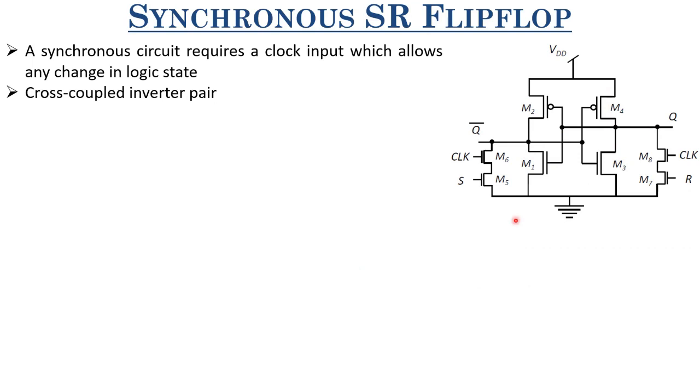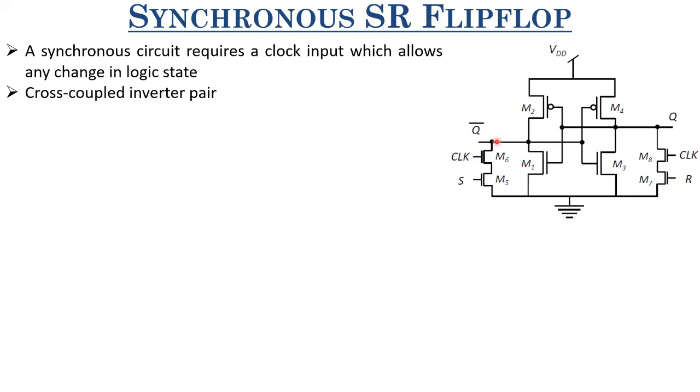If you draw it with symbols, this is your inverter 1. Its input is being fed by Q, and then this Q bar is feeding the input of another inverter 2, and its output is Q. So it's like this, right? It's that feedback loop.